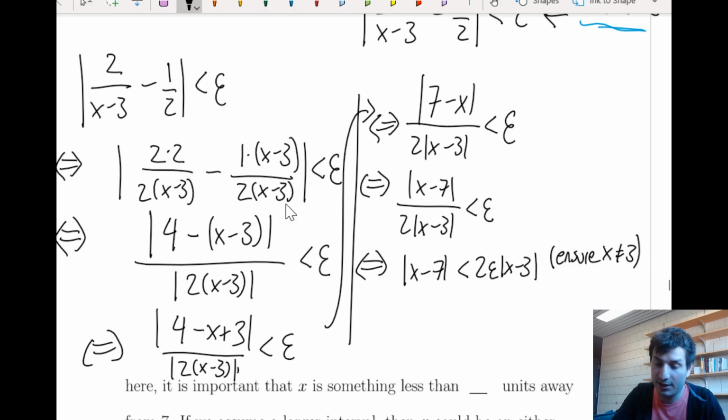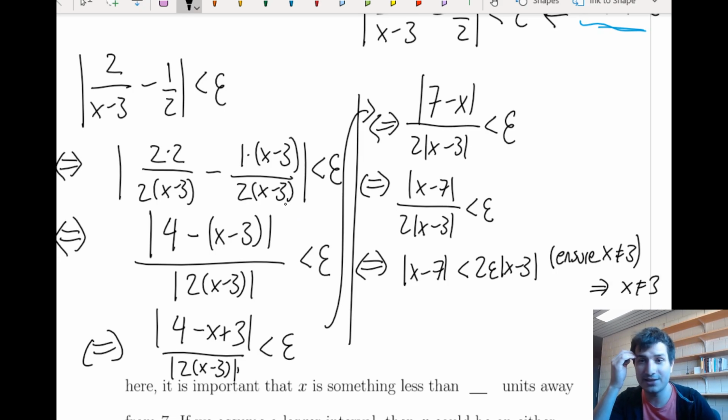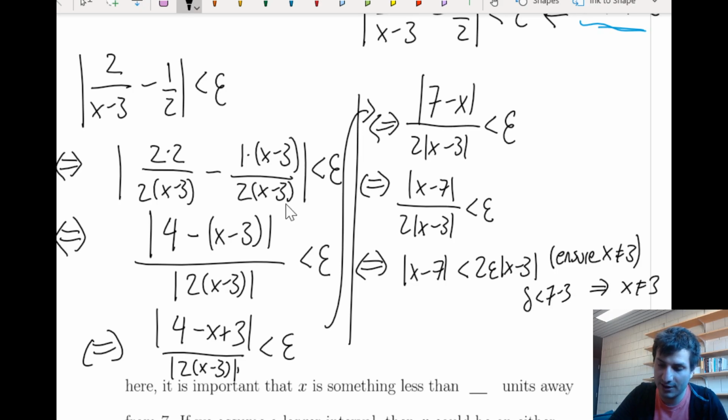So to make sure x is not equal to 3, you can work it out. You want to get something implies x not equal to 3. It's okay if it takes you a little bit, but what it's going to be is the difference between 7 and 3. So as long as delta is less than 7 minus 3, that's 4. If delta is less than 4, then x definitely won't be 3. And you can work that out and double check, but that's a good thing to ensure.